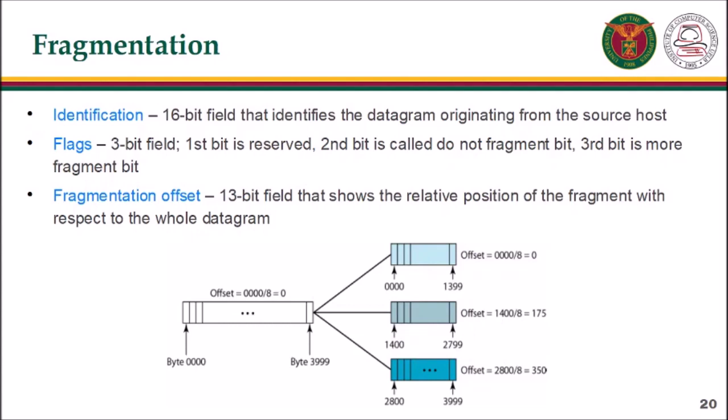The third bit is called the more fragment bit. If its value is 1, it means the datagram is not the last fragment. There are more fragments after this one. If its value is 0, it means this is the last or only fragment. The 13-bit fragmentation offset field shows the relative position of this fragment with respect to the whole datagram. It is the offset of the data in the original datagram measured in units of 8 bytes.